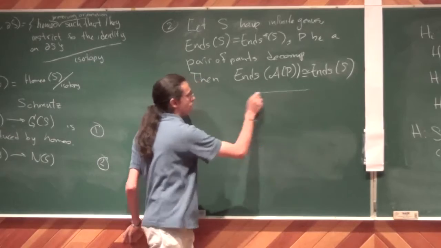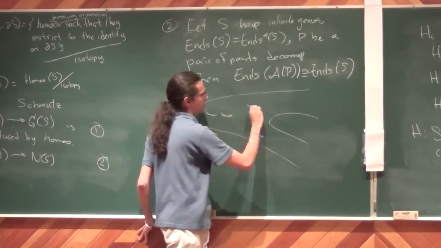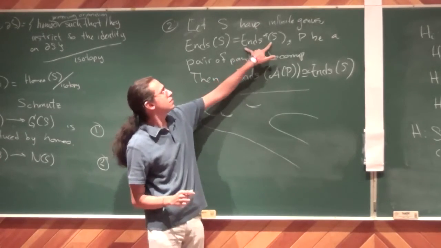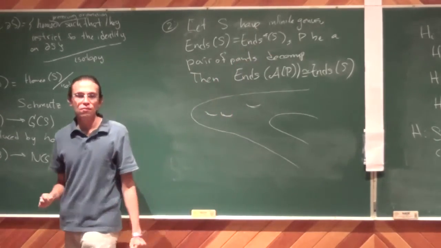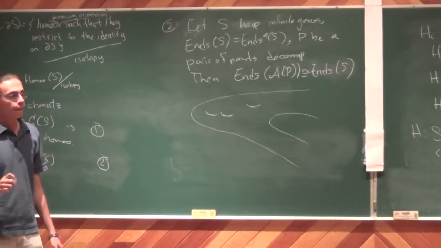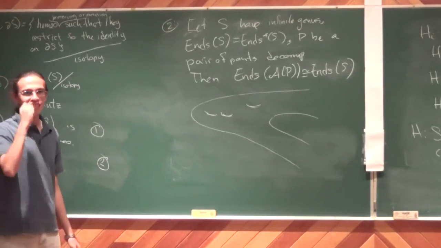For example, we have something like this. Excuse me? Yes? What is N star? N star, this is a notation we were using for the non-planar end space. The ends that have infinite genus. It's the ends that have infinite genus. Precisely. Sorry.